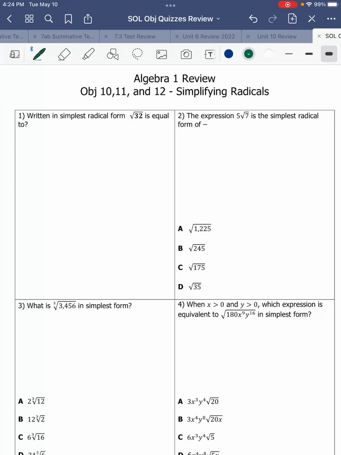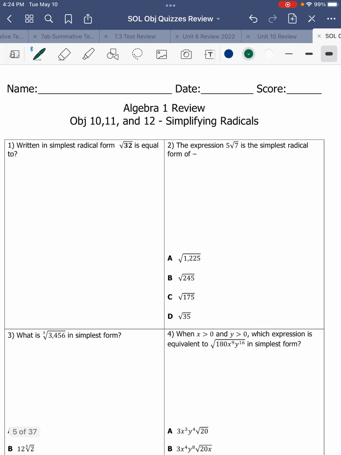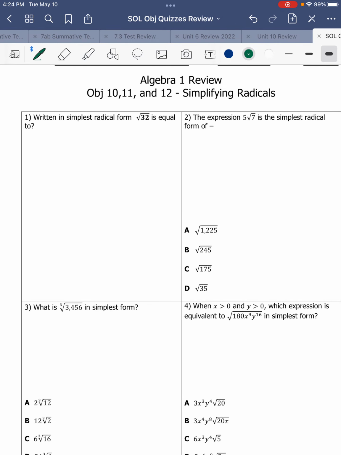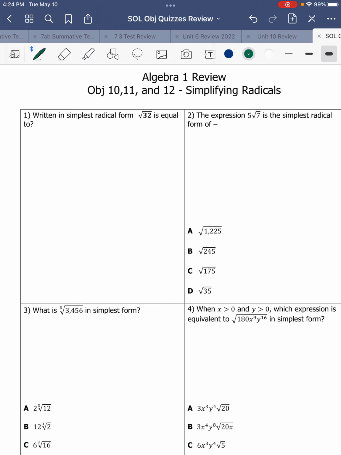All right, welcome to Simplifying Radicals, another SOL review. I'm going to work out some problems as examples, and other examples you should be able to do on your own very similarly. So number one, there's no answer choices, so there's no Desmos for this one. Well, not until we get an answer, so let's work this out.